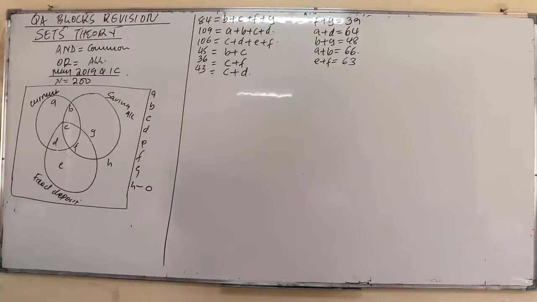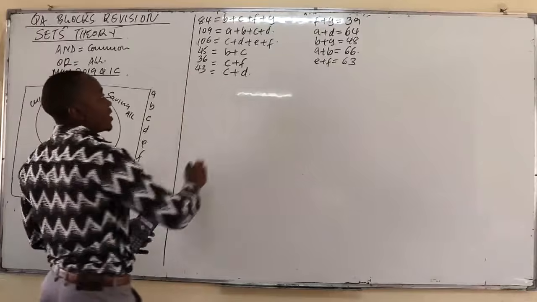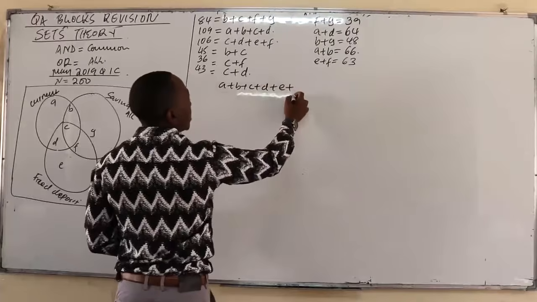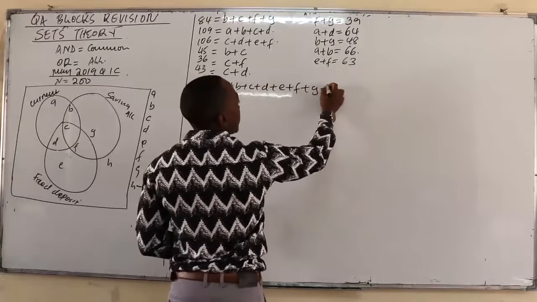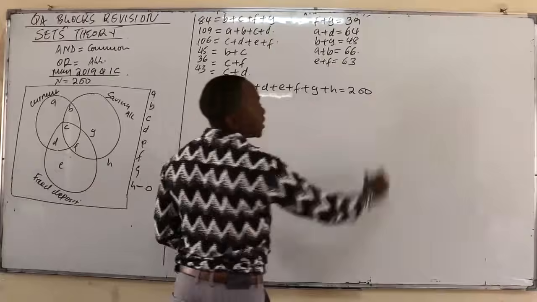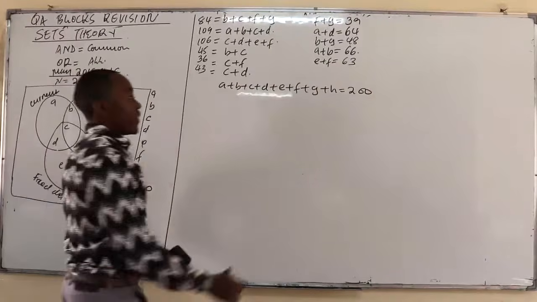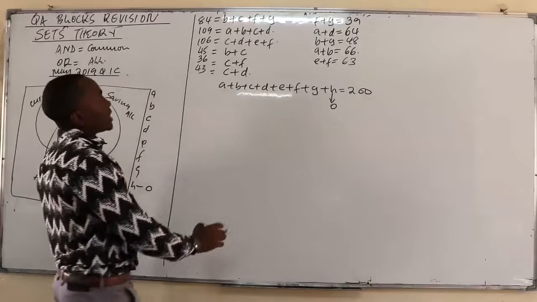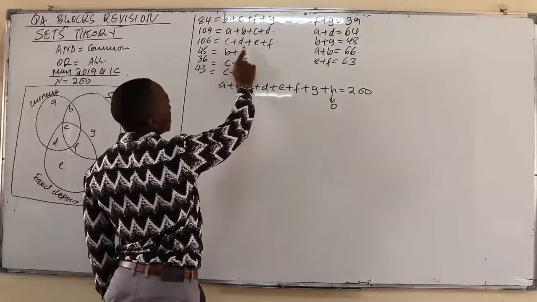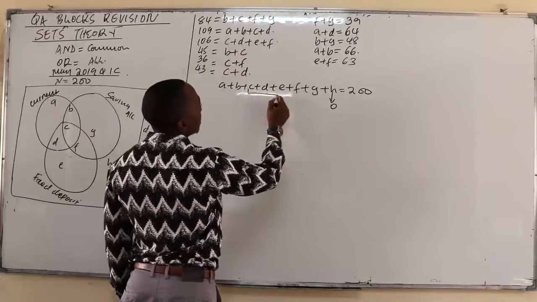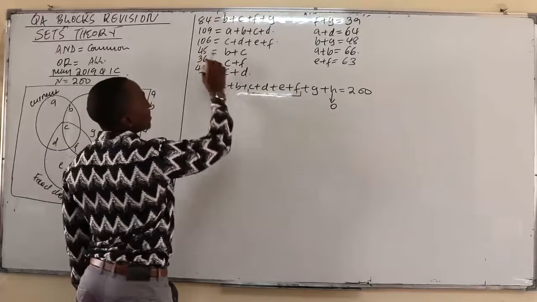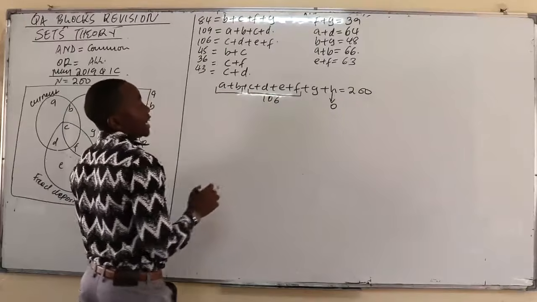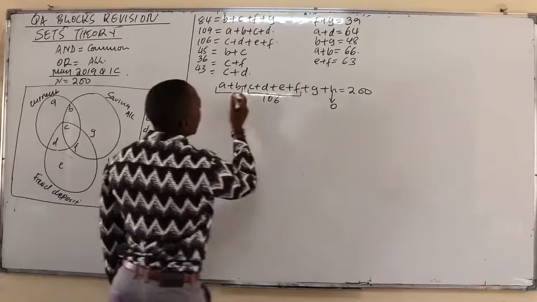Still, we have not cracked any of the numbers, but you know very well that if you take A plus B plus C plus D plus E plus F plus G plus H, the total should give you 200. And you know very well that H is 0. Then we have that equation CDEF, which is equal to 106. Then we have A plus B, which is 66.